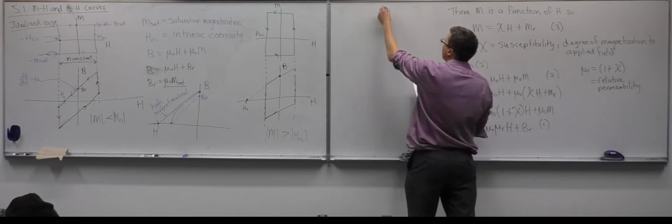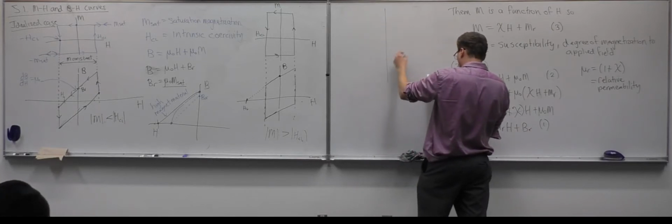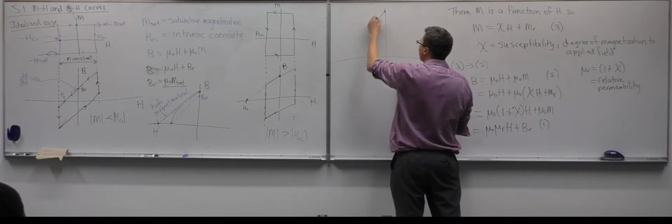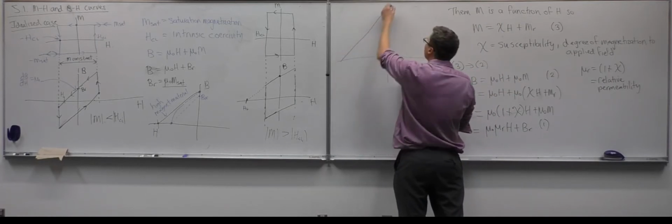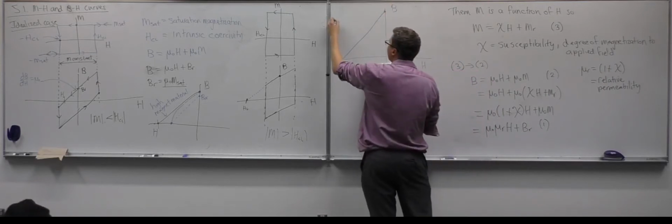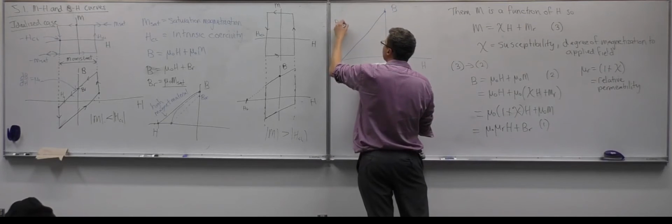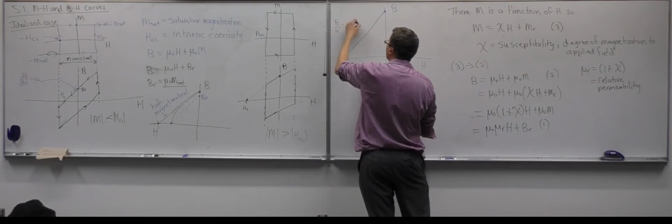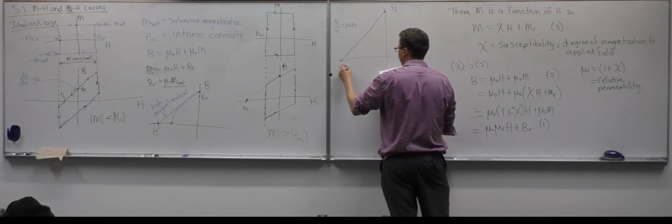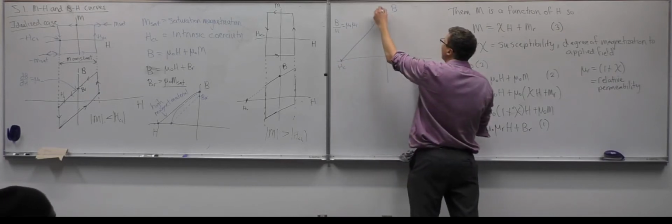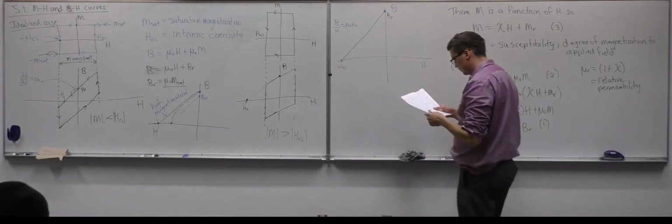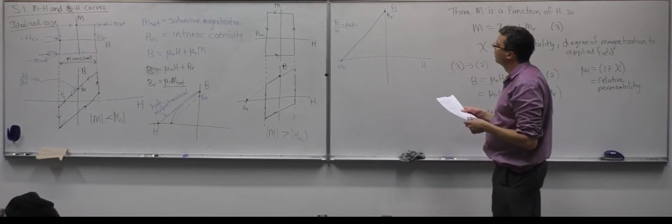So we can write B over H equals mu naught mu R, where this is HC and this is BR. Okay?